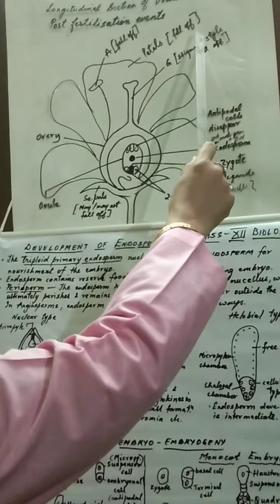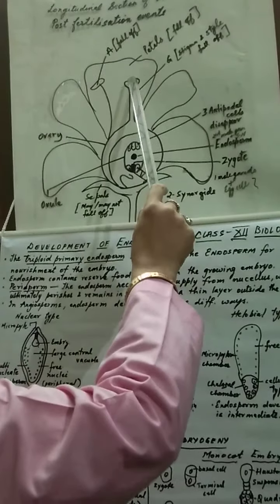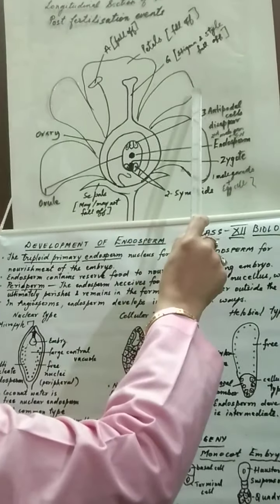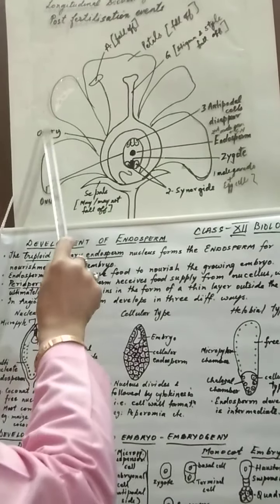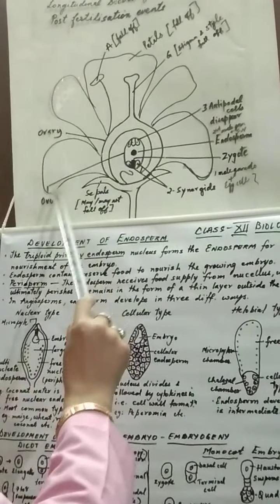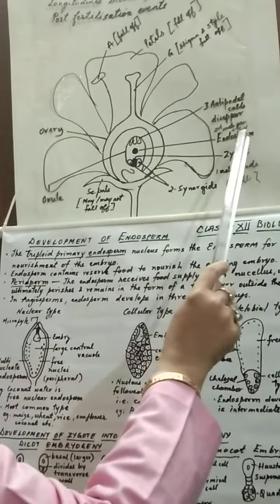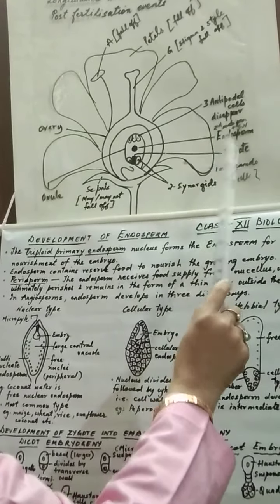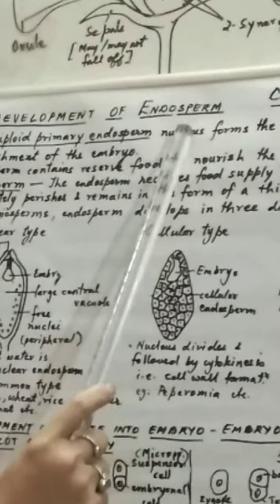So dear students, as soon as the fertilization is over, petals will fall off, androecium will also fall off, stigma and style of the gynoecium also will fall off. What will remain is only the structure ovary and ovule. So we are going to discuss about the endosperm and development of zygote. Let us come to the development of endosperm.